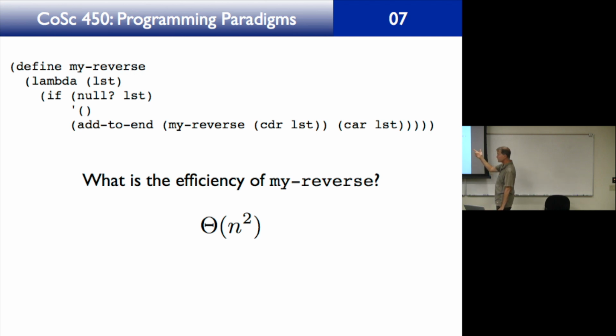How many parameters does reverse have? 2. How many parameters does reverse have? 1. That's what I thought you said. Yeah, it's add to end that has 2, but reverse only has 1, right? Okay, so if we're going to write a tail recursive version of reverse, how many parameters should it have, do you think? I mean, usually according to our pattern, 2. It should have 2.